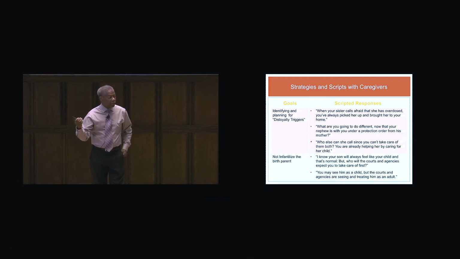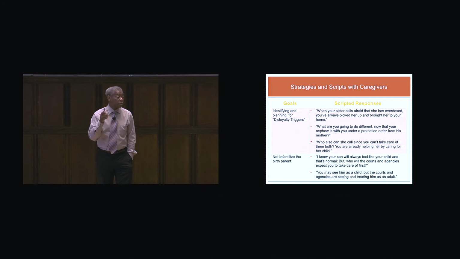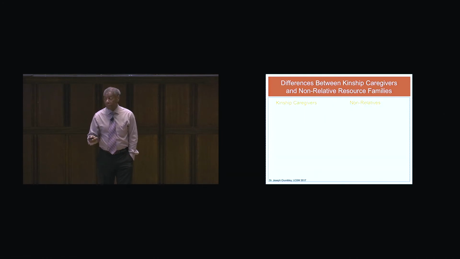So for the relative caregiver, you normalize it, but they need to know that the courts are going to be looking at your son, your daughter, or your sister, brother as what? Adults, and they're going to expect you to place the needs of the children over that of adults.